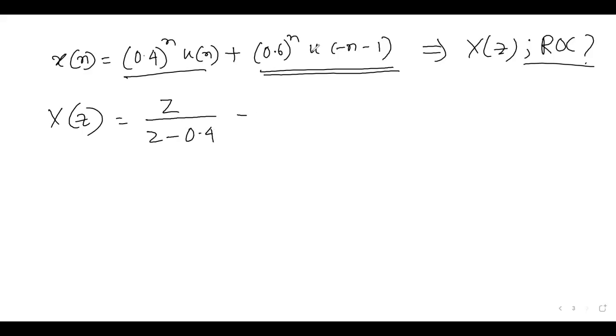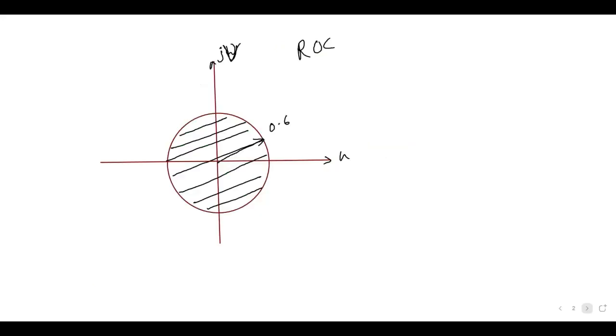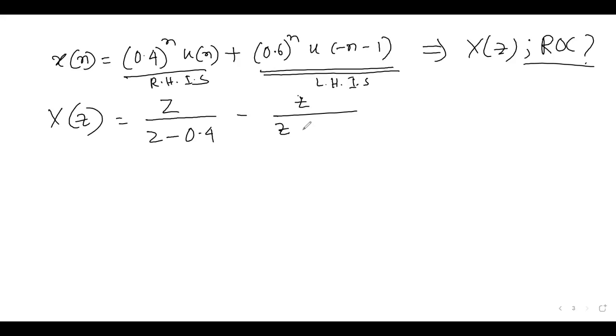And what will be the z transform of this portion? This is the right-hand side infinite signal, and this is the left-hand side infinite signal, non-causal. Causal means the signal exists when time is greater than 0, and non-causal means the signal exists in negative time. So what is the form? This formula you have just calculated: minus z by z minus 0.6. So now this will be the z transform.